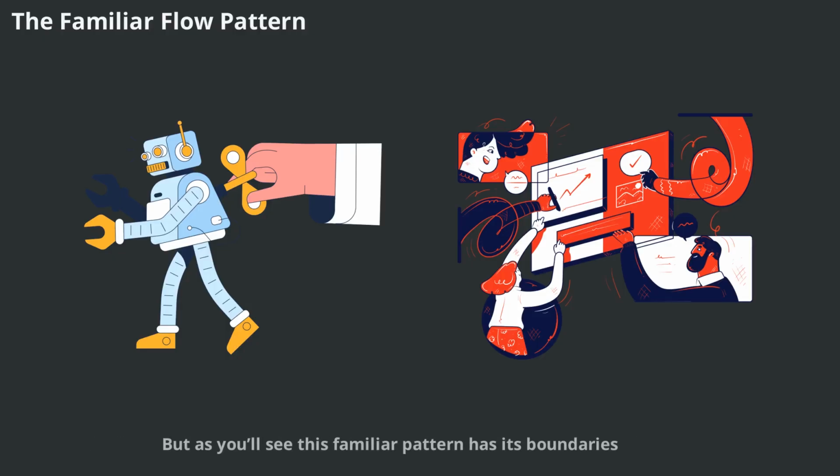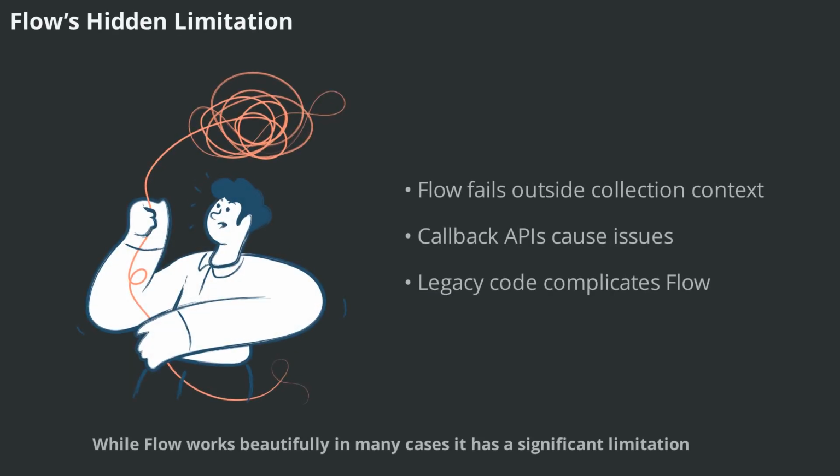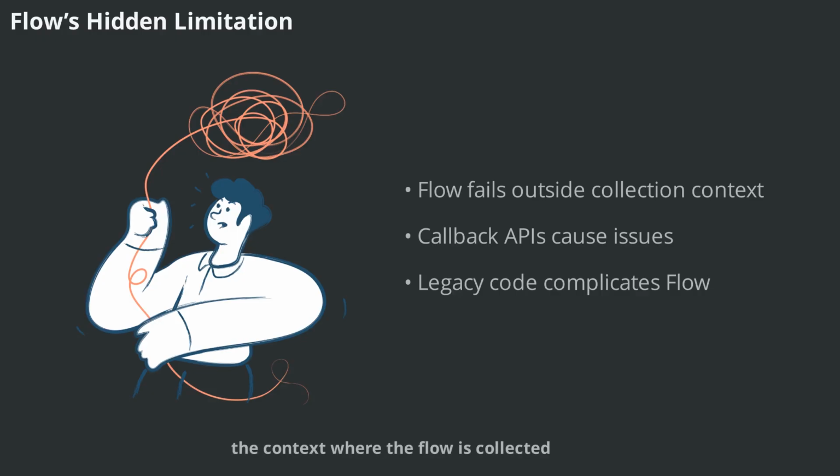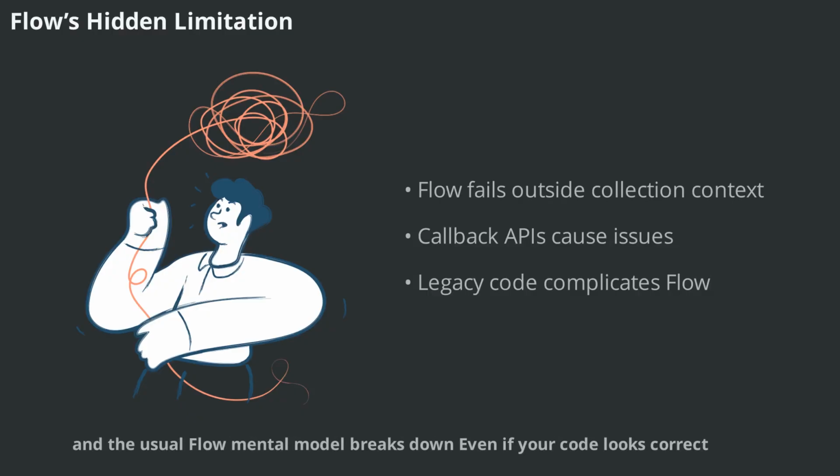But as you'll see, this familiar pattern has its boundaries, especially when you step outside the comfort zone of direct, in-context emission. While Flow works beautifully in many cases, it has a significant limitation. Problems arise when values are produced outside the context where the flow is collected. This can happen with callback-based APIs, legacy components, or work started in GlobalScope. In these scenarios, emissions don't happen in the same coroutine, and the usual flow mental model breaks down. Even if your code looks correct, a regular flow builder can't handle these emissions safely.